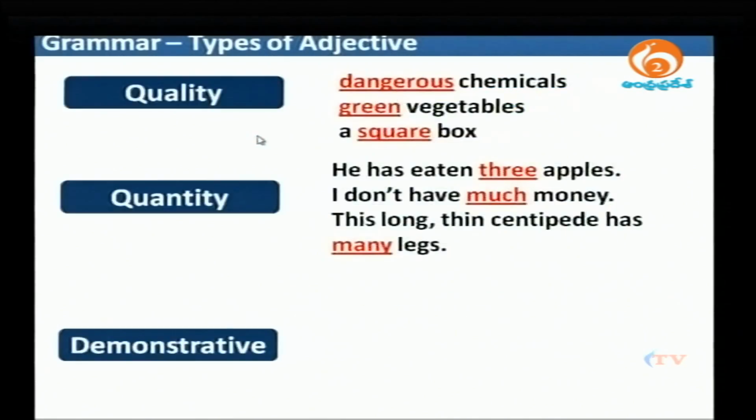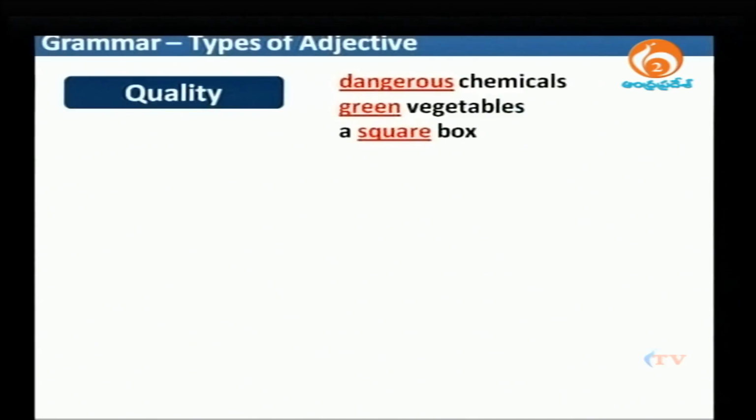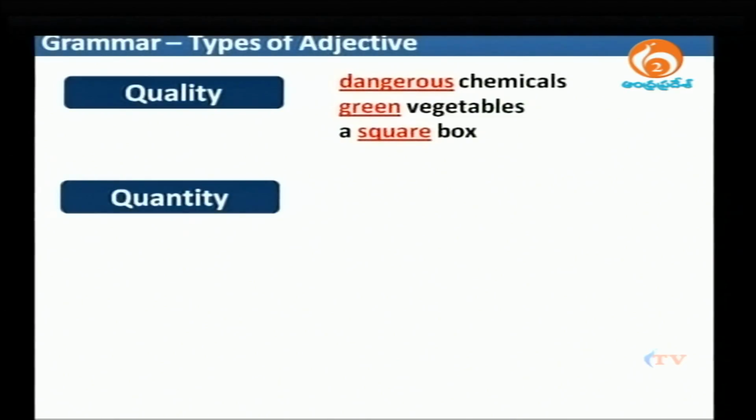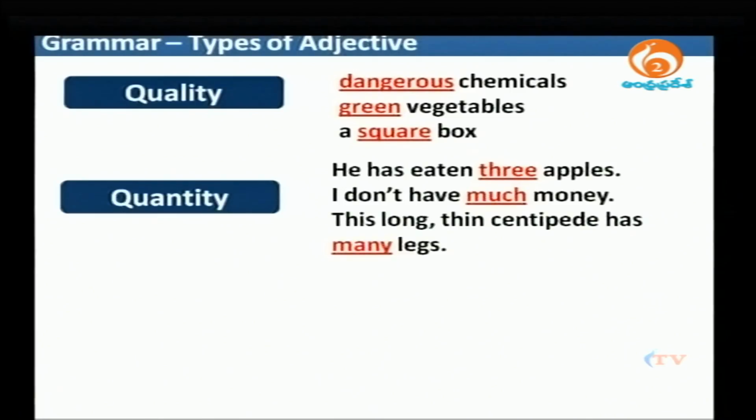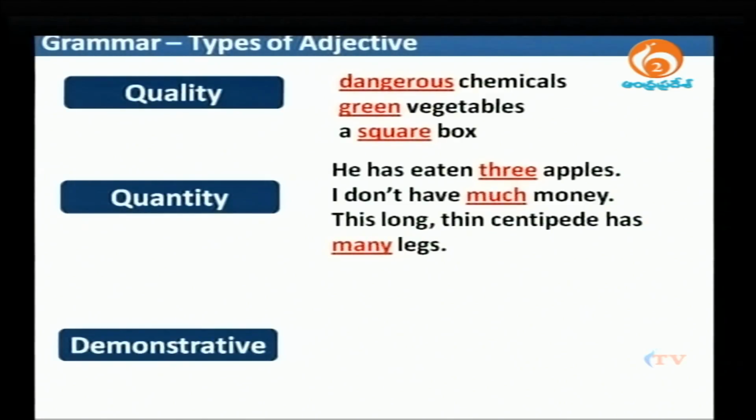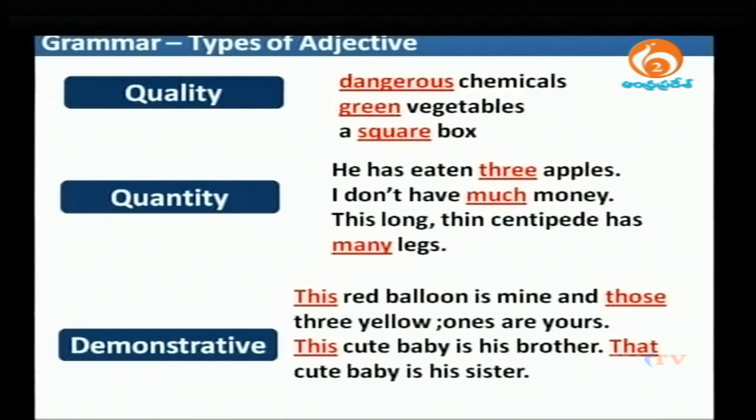Before that, let me have a quick look at the types of adjective. Something that defines the quality of the noun, for example, dangerous chemicals, green vegetable, a square box, anything that is defining in terms of quality. It can also define in terms of quantity. For example, he has 3 apples. I don't have much money. This long thin centipede has many legs. It can be demonstrative as well. This red balloon is mine and those 3 yellow ones are yours. This cute baby is his brother, that cute baby is his sister. So demonstrative, it can be a pronoun as well, but in certain contexts it can be an adjective.